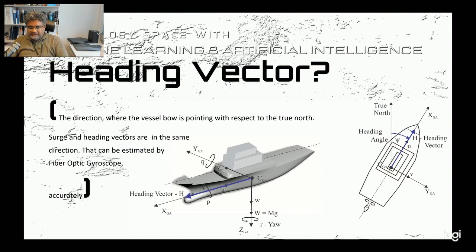Most of these inertial measurement sensors measure this heading vector based on the magnetic field of the Earth. That may not be that accurate in some situations. But I would open up another discussion on the sensors that can be used in this vessel. In that video, I would discuss a more detailed version of these parameter estimations for these ocean-going vessels.